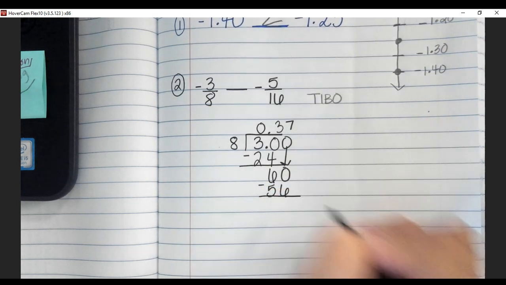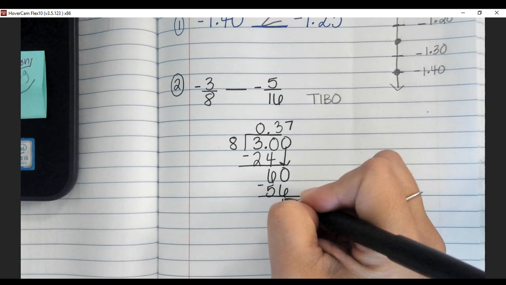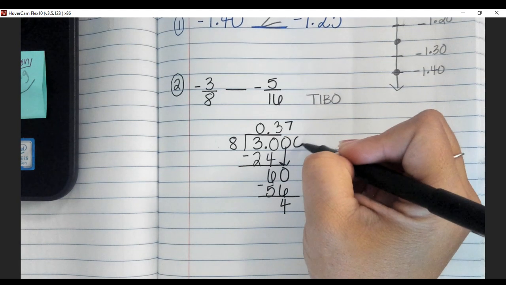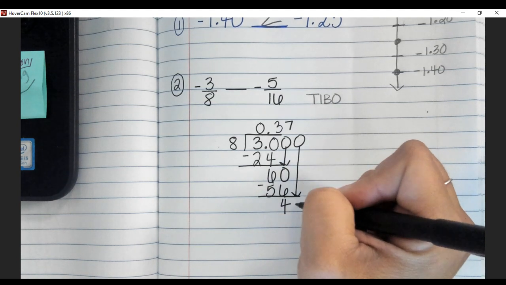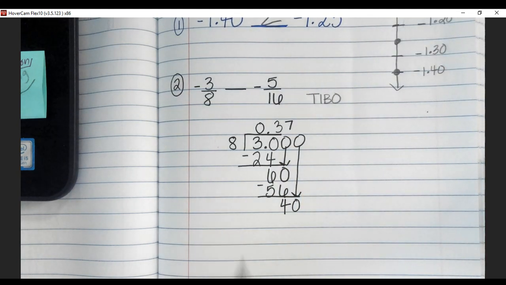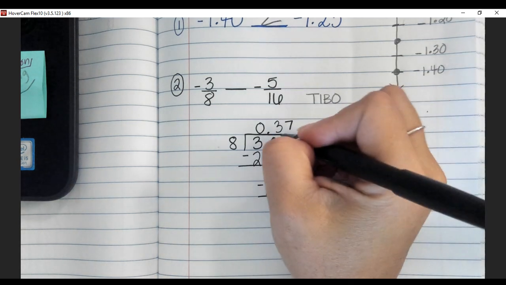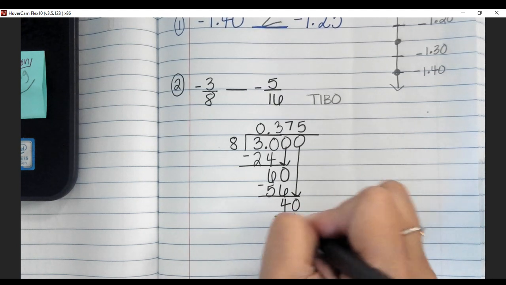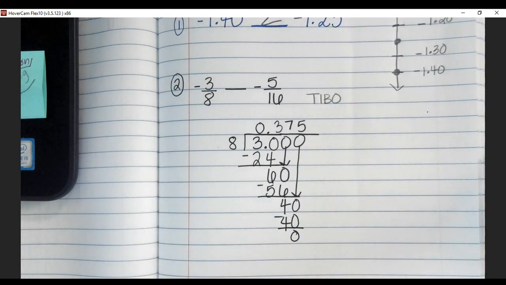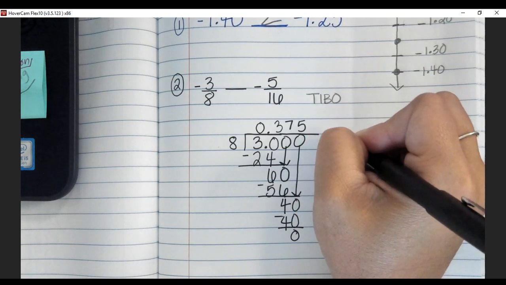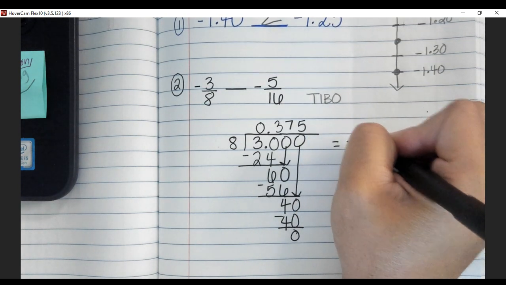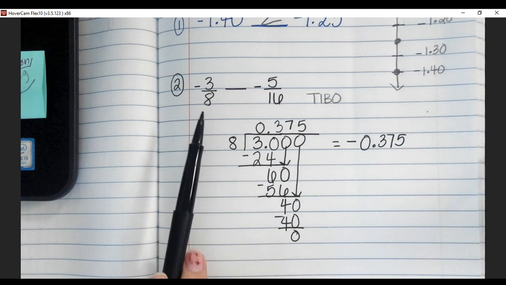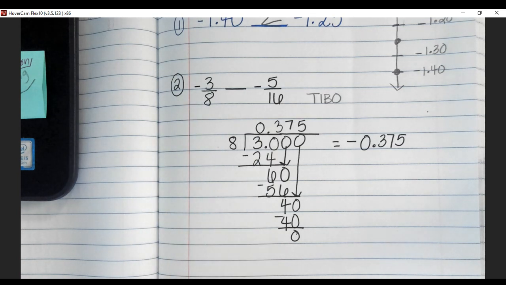I subtract and I'm left with 4. Remember, our goal is to have 0 here, right? So I'm going to add another 0. So how many groups of 8 are in 40? Well, 8 times 5 equals 40. So negative 3/8 is the same as negative 0.375. Now I'm trying to figure out which one is bigger, negative 3/8 or negative 5/16.